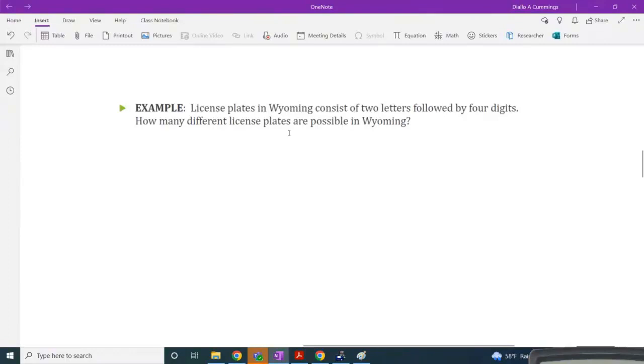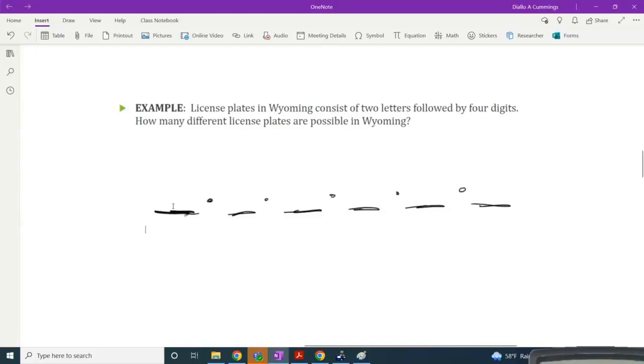So we have 2 letters followed by 4 numbers. So I'm going to draw out 6 spaces. 1, 2, and I'm putting that multiplication dot. Right, so those are the 2 letters and 4 numbers. So I have a total of 6 events, right? So the fundamental principle of counting says 2 or more events.